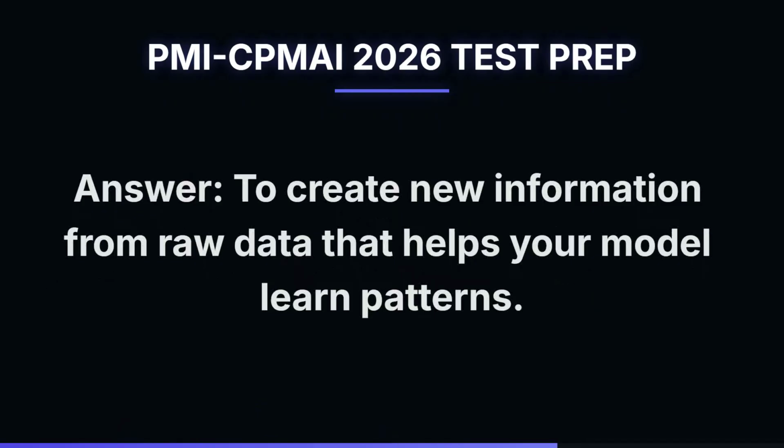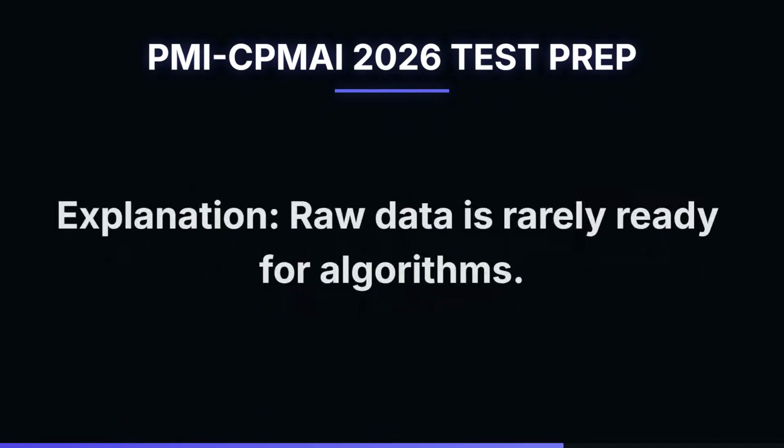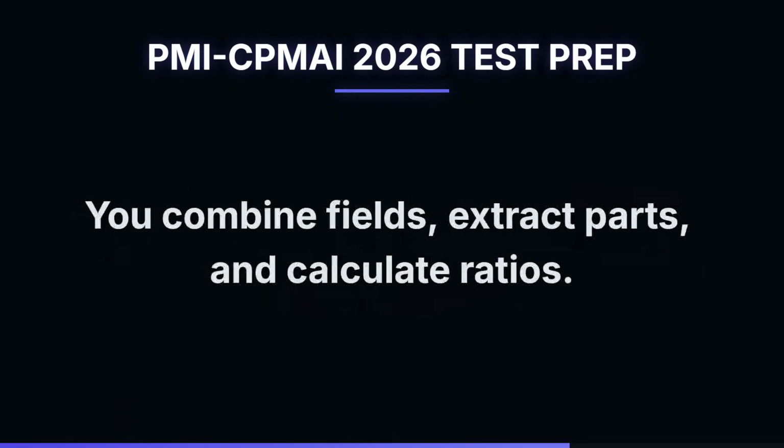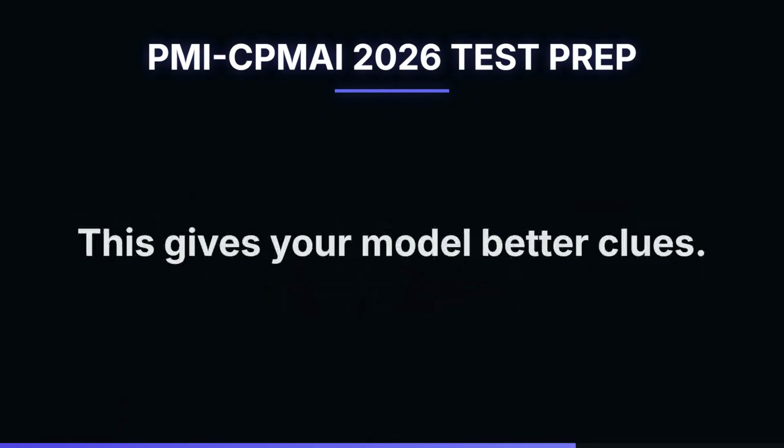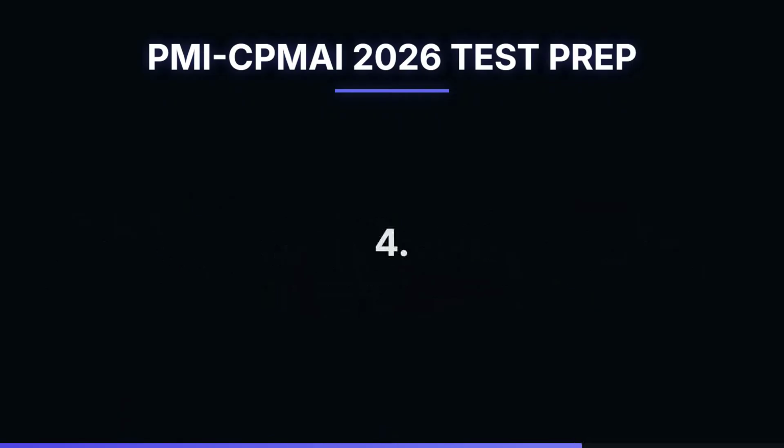3. What is the main purpose of feature engineering during data preparation? To create new information from raw data that helps your model learn patterns. Raw data is rarely ready for algorithms. You combine fields, extract parts, and calculate ratios. This gives your model better clues.